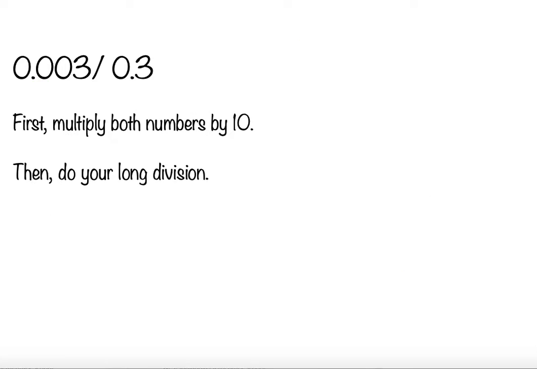Okay, next one. This one looks a little funny because it's got almost the same digits in it, but it's the same process. Multiply both numbers times 10. So there's times 10. This one's times 10. Now, because this now becomes 3, we're pretty much done moving decimals. So this is going to be 0.03 divided by 3.